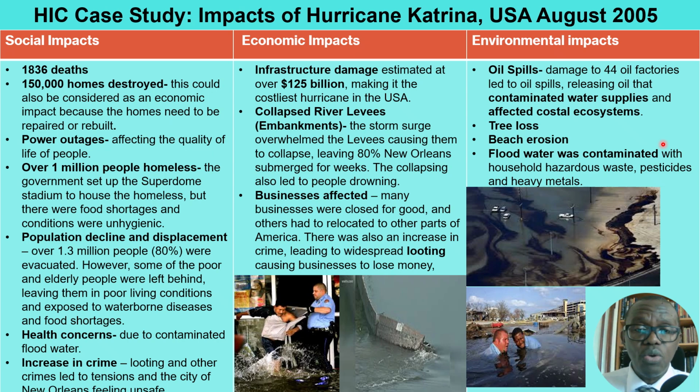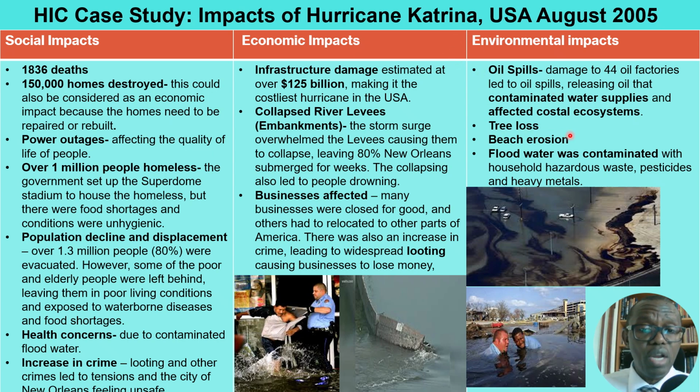Okay, moving on to the environmental impacts. So we had oil spills actually. There was damage to 44 oil factories that led to oil spills, releasing oil that contaminated water supplies and affected coastal ecosystems. There's a bit of a spelling mistake here. So they contaminated water supplies and affected coastal systems.